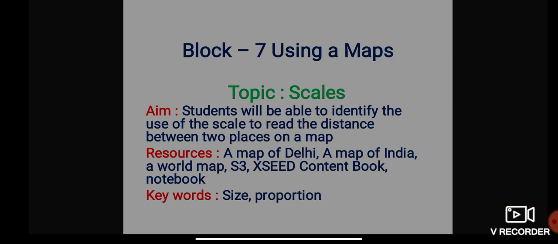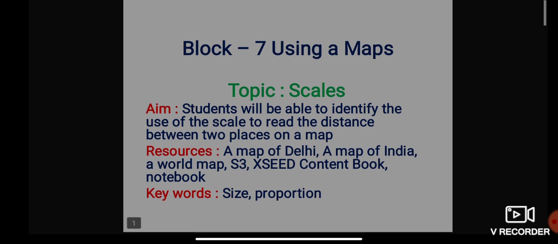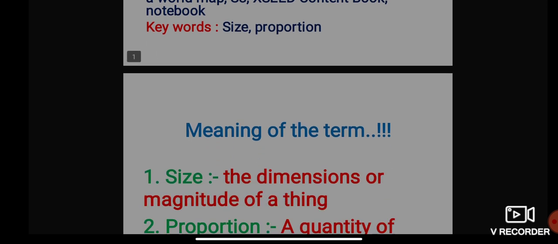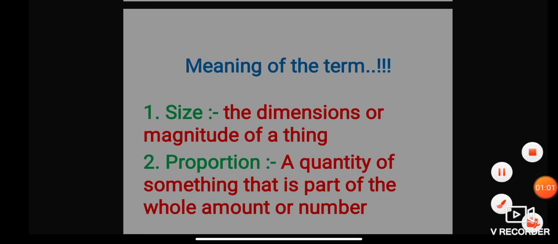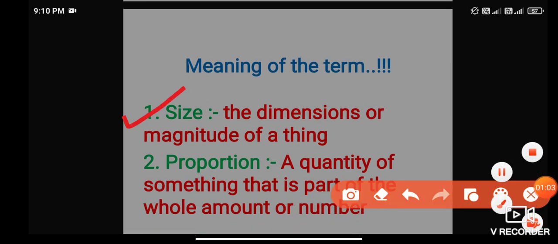Resources required are a map of Delhi, a map of India, a world map, the textbook and a notebook. The keywords for today are size and proportion. Let's look into the meaning of the terms. So what is size? The dimension or magnitude of a thing is known as size.